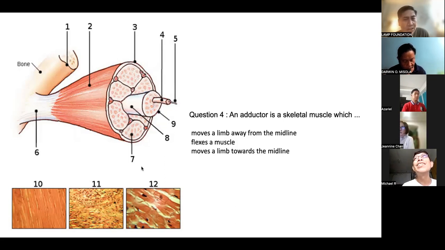An adductor is a skeletal muscle which... plexus of muscles. No. Adductor, double D. A move... towards the midline, away from the midline. Move a limb away. Oh no! Move towards the midline, sorry. Abduction... Abduct, maybe. Are you sure? Move a limb towards the midline.